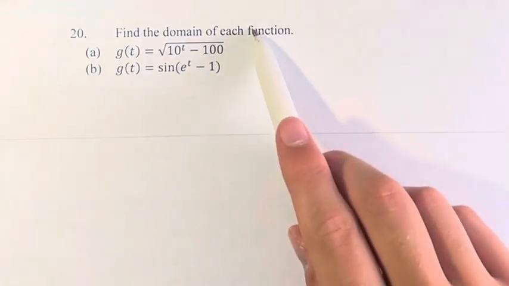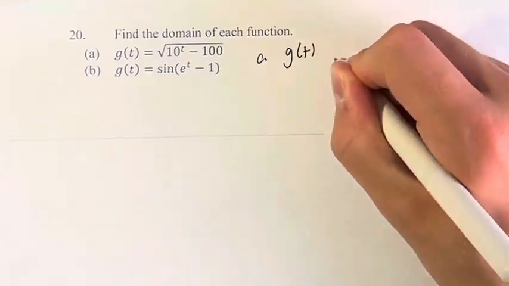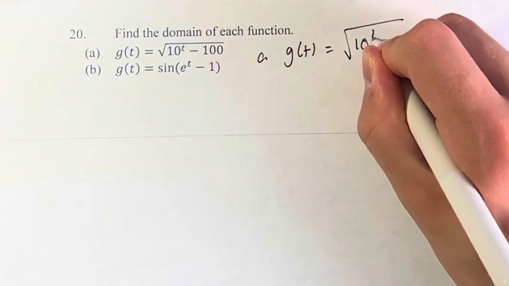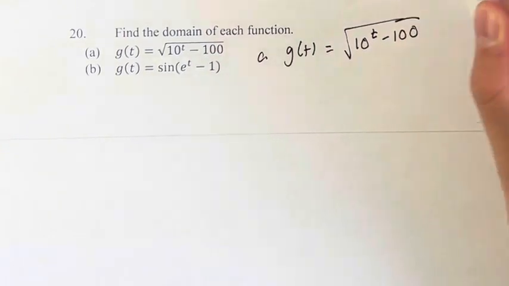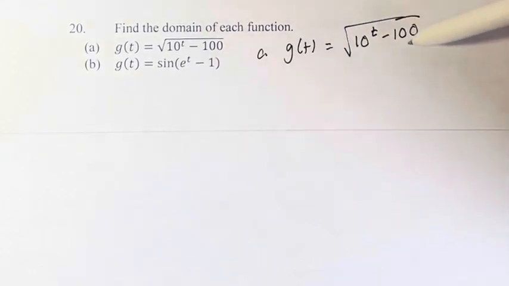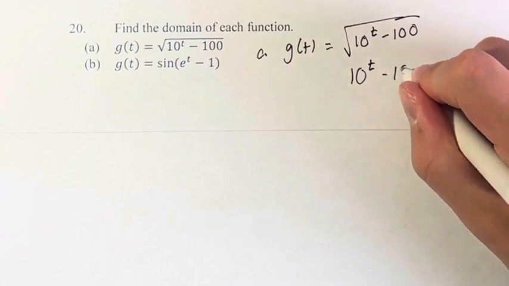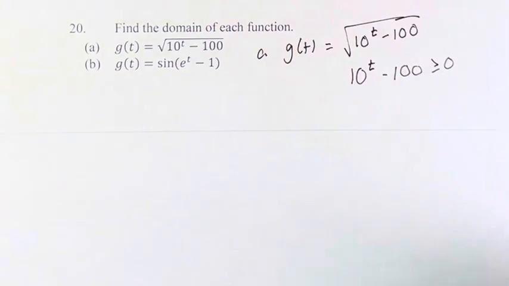In this problem, we're asked to find the domain of each function. So in A, we have g of t is equal to the square root of 10 to the t minus 100. Now, exponentials can take on any value. So the only restriction here is that we cannot take the square root of a negative number, right? 10 to the t minus 100 has to be greater than or equal to 0.